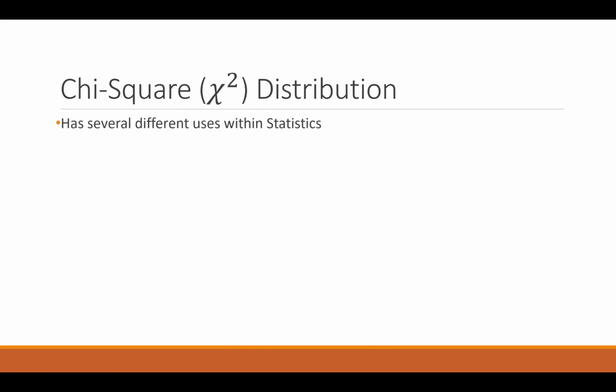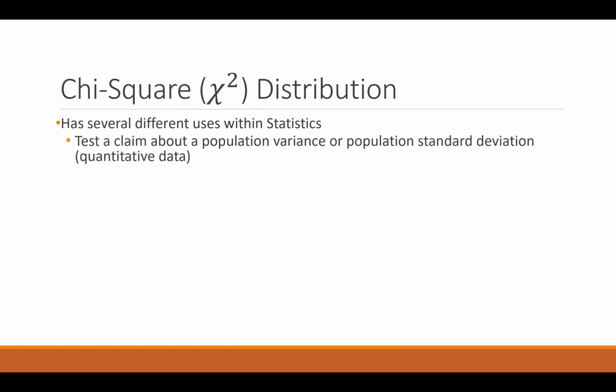Chi-square actually has several different uses within statistics. I believe we saw it earlier when we were talking about, I believe it was 2K's test. We saw it used there. One of the ways that chi-square can be used is it can be used to test a claim about a population variance or a population standard deviation.